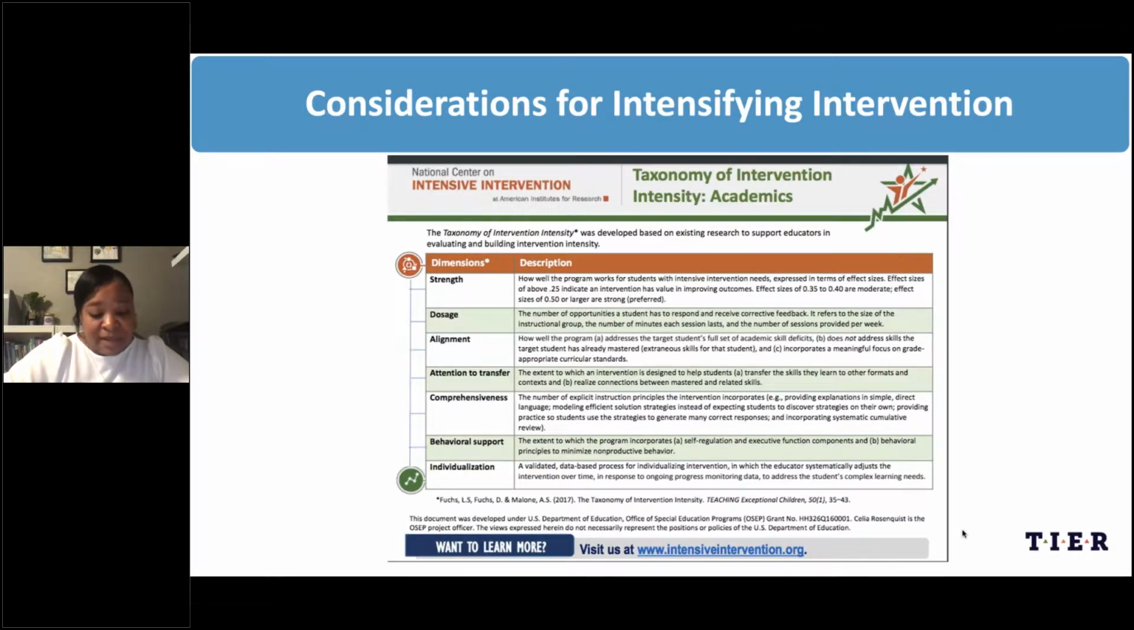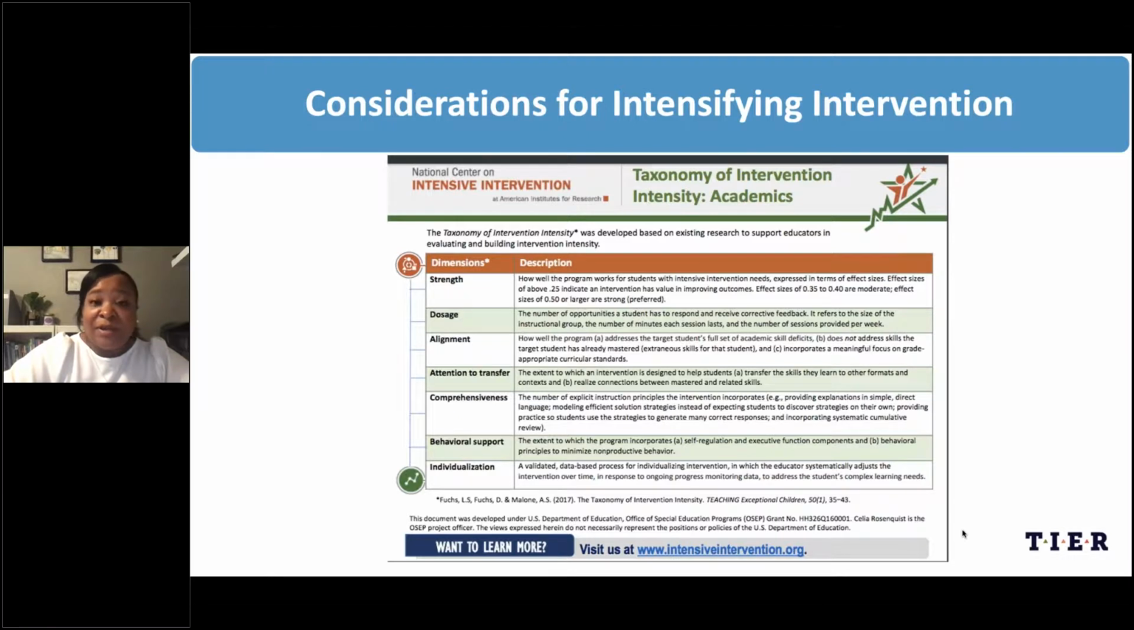The dimension of alignment is looking at how well the program addresses the student's full set of academic skill deficits and its focus. Attention to transfer refers to the extent to which the intervention is designed to help students transfer skills and realize connections between skills mastered and related skills.